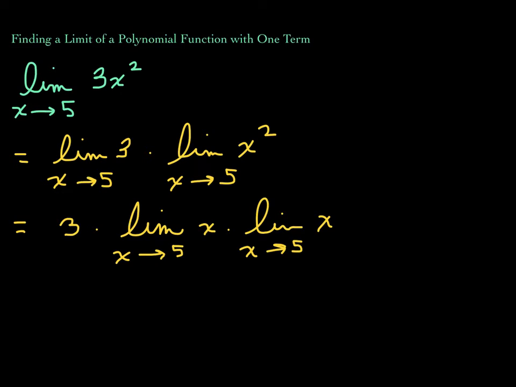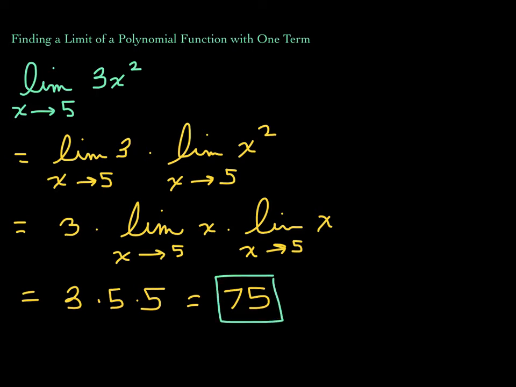Now, each of these are identity functions. So the limit of x as x approaches 5 will just be 5. So this is going to be 5 times 5, and that's by the identity function rule. So this is 3 times 5 times 5, which is equal to 75. This is the limit. Isn't that great?